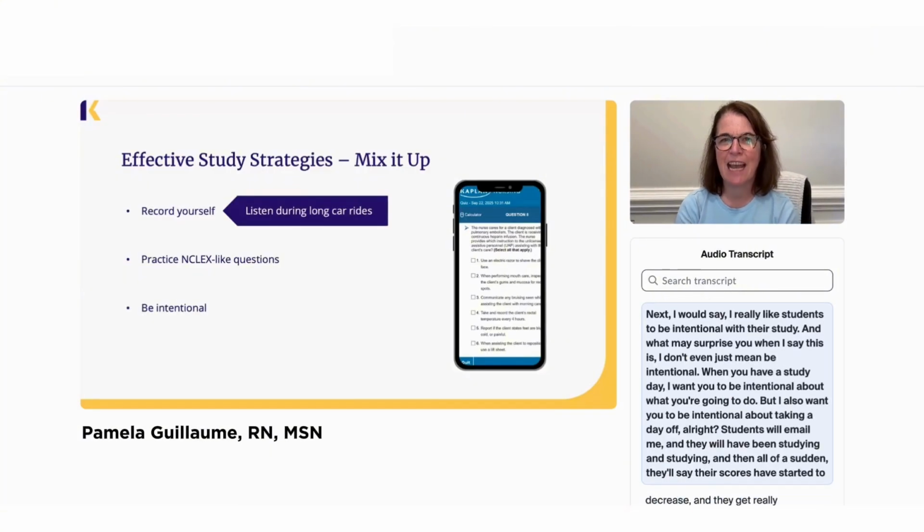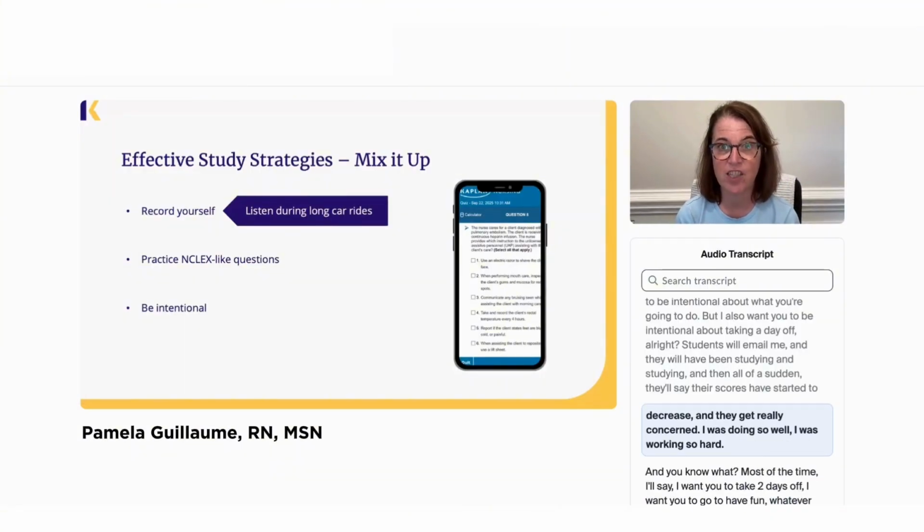Next, I would say I really like students to be intentional with their study. And what may surprise you when I say this is, I don't even just mean be intentional when you have a study day about what you're going to do. But I also want you to be intentional about taking a day off. Students will email me and they will have been studying and studying. And then all of a sudden they'll say their scores have started to decrease and they get really concerned. I was doing so well. I was working so hard.